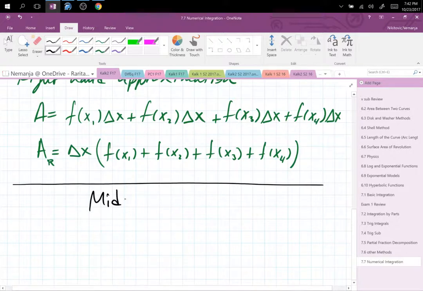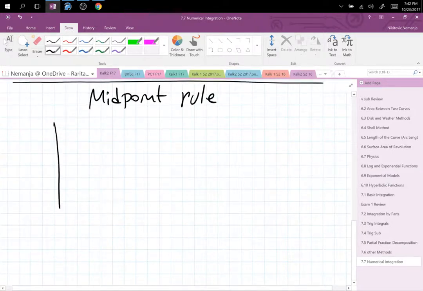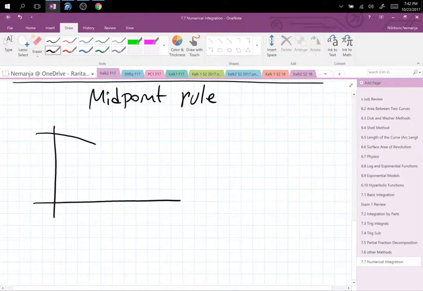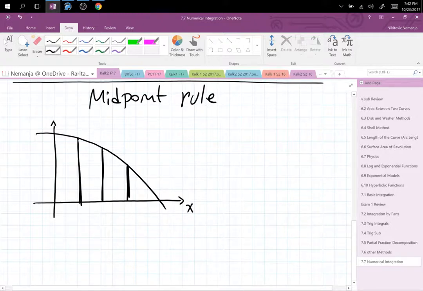So midpoint rule. Need to draw a larger picture. And I'm going to divide this again into 4 rectangles, like before. All right, so what I have here is again the function. Now, please observe that if I use the blue one, which overshoots, or the green that undershoots, I have a lot of error.